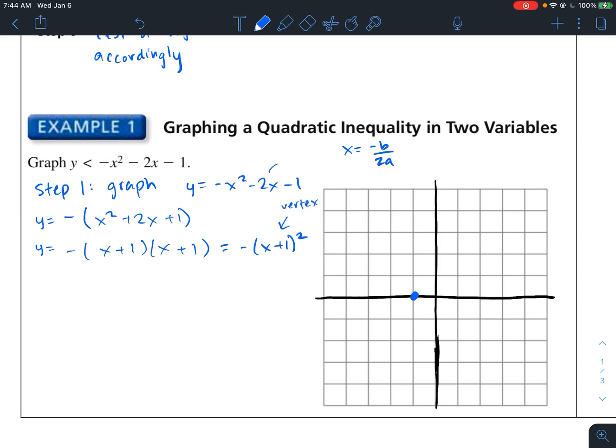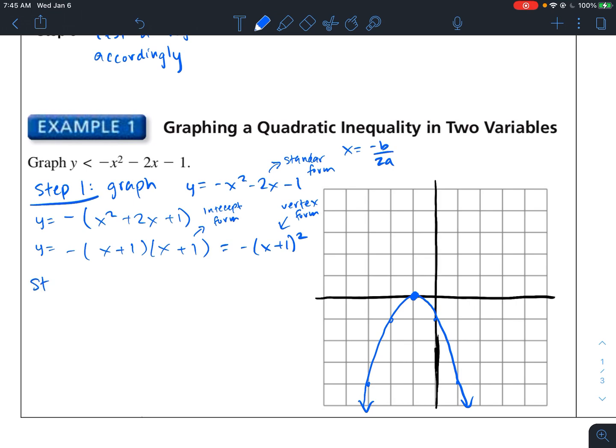So I went from standard form to intercept form to vertex form. Okay? And now because it's negative right here, it's going to be facing downward. So here is my quadratic. Just like that. So that was step 1 completed.